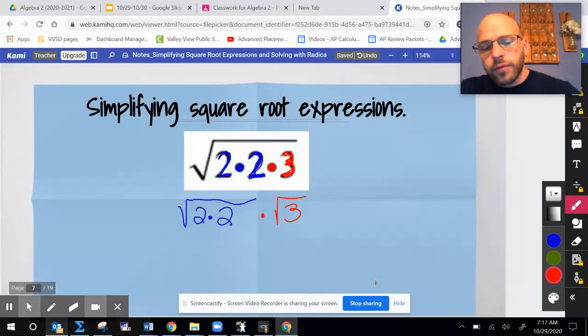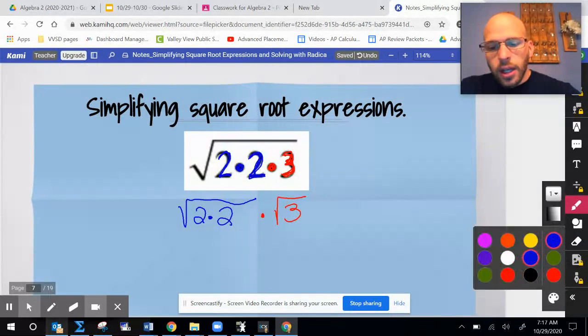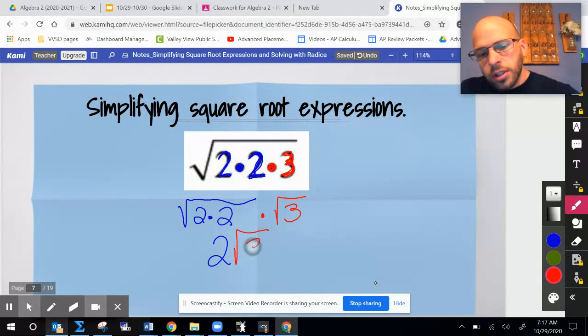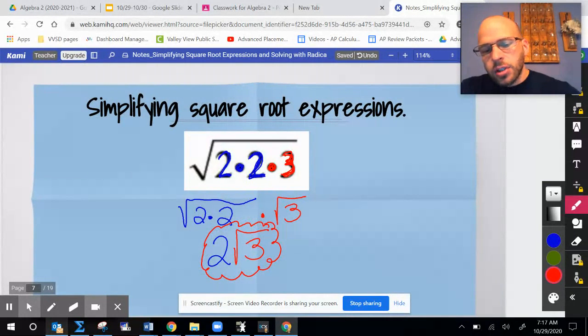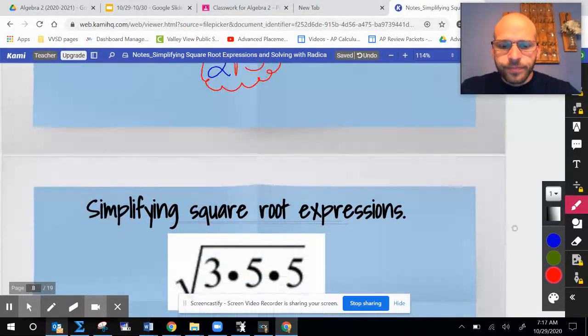Now we know the square root of 2 times 2 is 2. And then you can't really break down the square root of 3, so we just leave it as the square root of 3. That's already reduced. So my answer would be 2 times the square root of 3. That would be fully reduced. Okay? I have another one just like it.